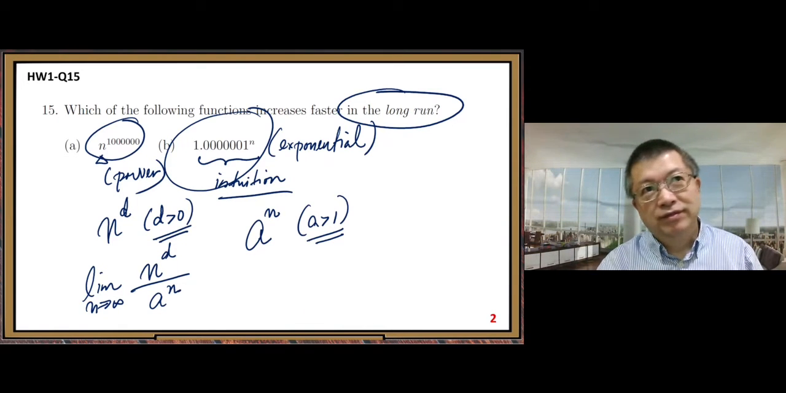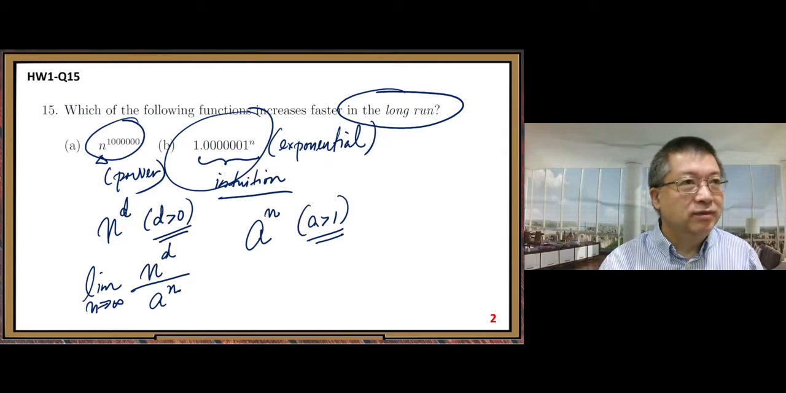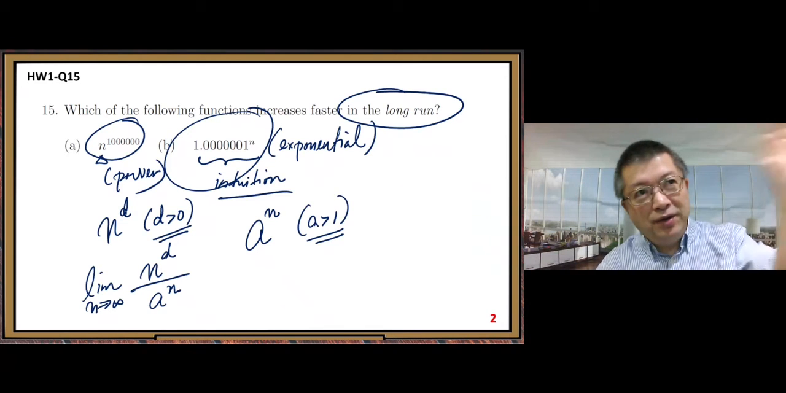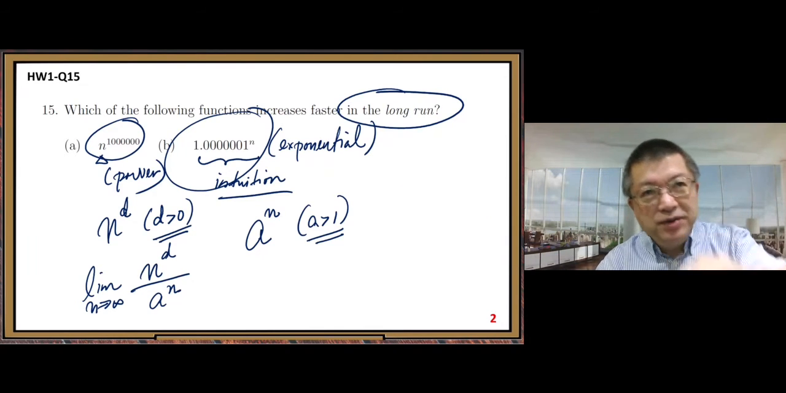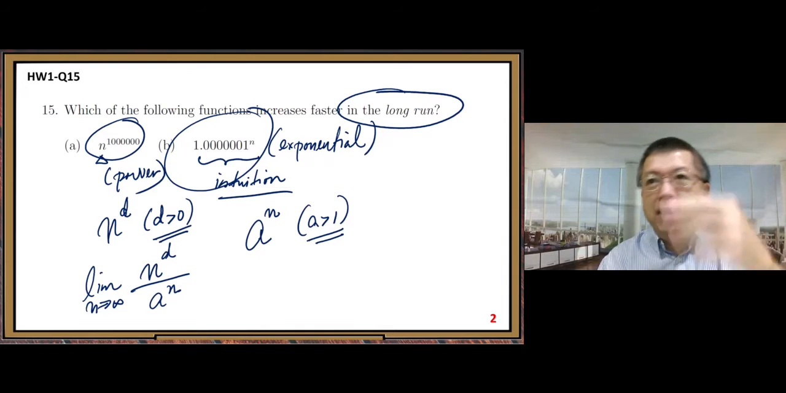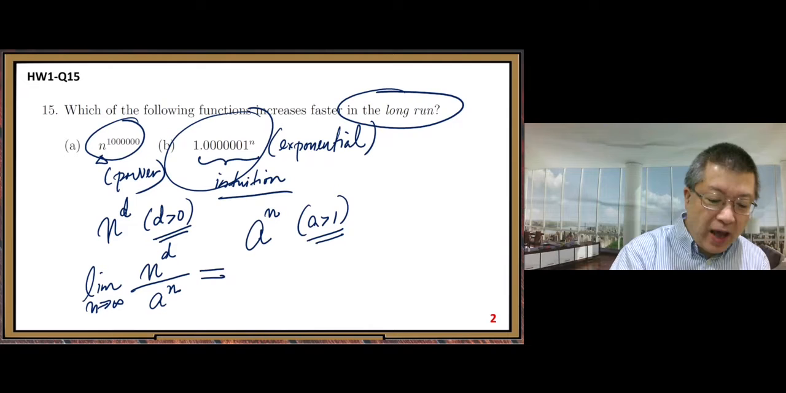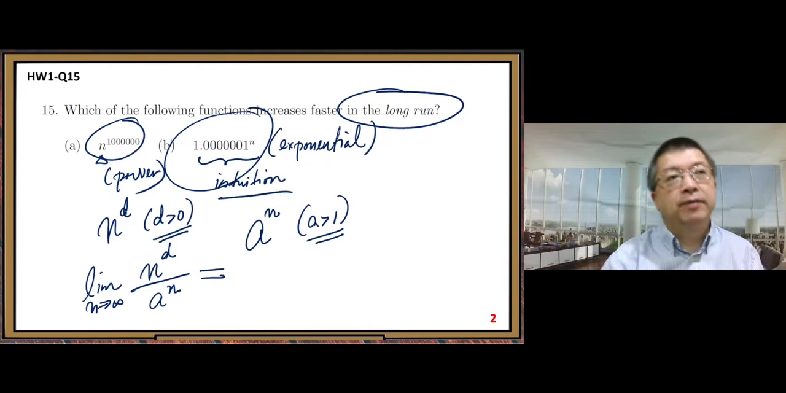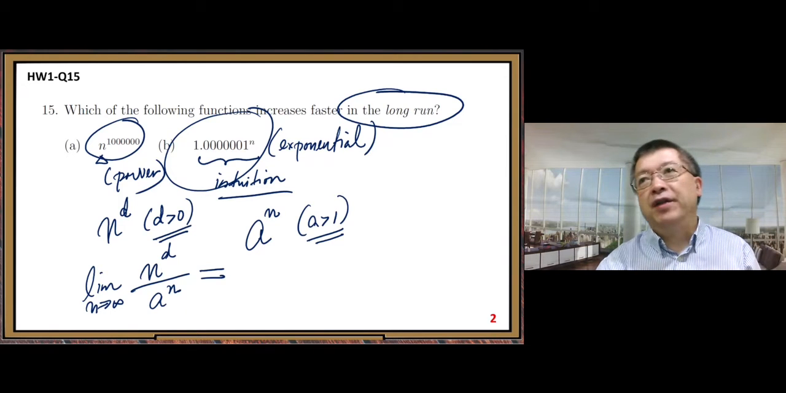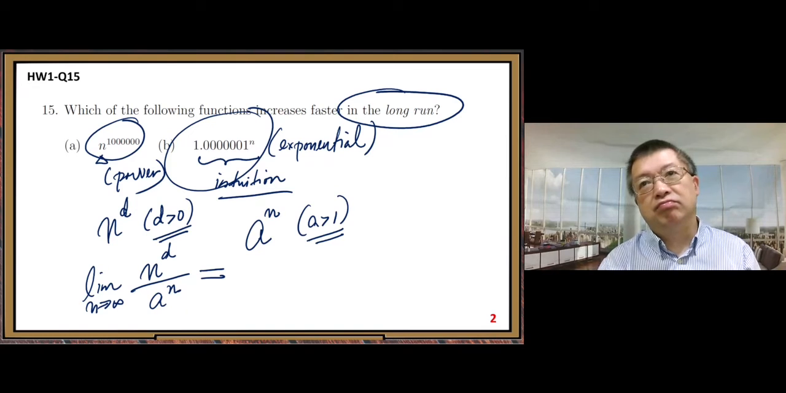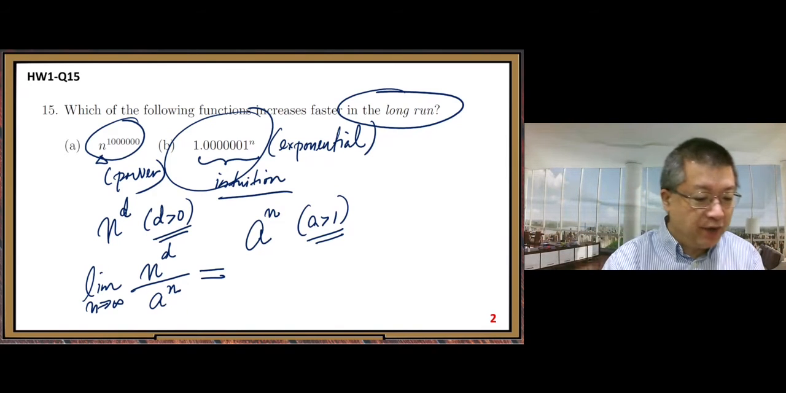There's a lot of content related to L'Hopital's rule. So I do not go through that part. You can look at the notes or the videos if you need that information. Okay? All right. If you know the answer of this limit, then you can find the right answer easily for this question. Okay? That's number 15.